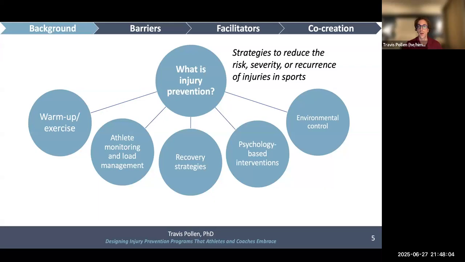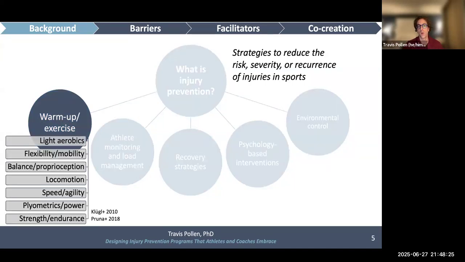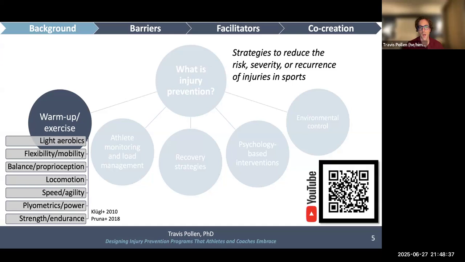So this can include things like warm-up and exercise, as well as athlete monitoring and load management, strategies for enhancing recovery, psychologically based interventions, and environmental control, which is things like taping and bracing and shoe wear, other equipment, rule changes as well. This talk will focus on the warm-up and exercise portion of injury prevention, so you can see the components of a warm-up that could be included. If you are interested in these other dimensions of injury prevention, I also have another recorded YouTube video that goes into more detail on each of those, so it's available at that QR code.